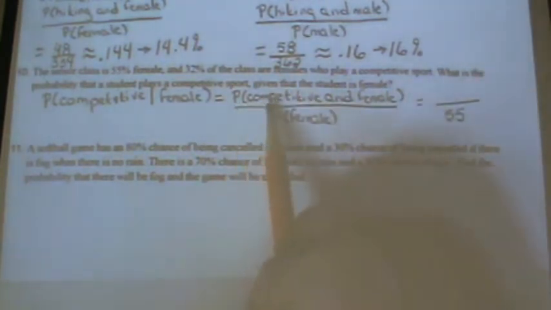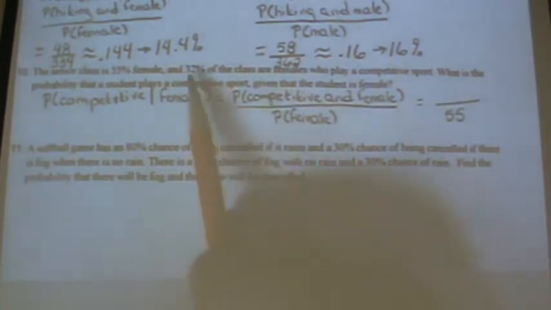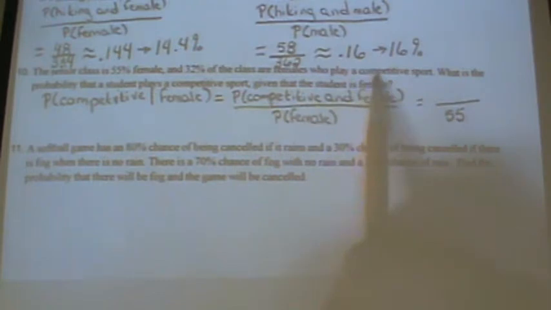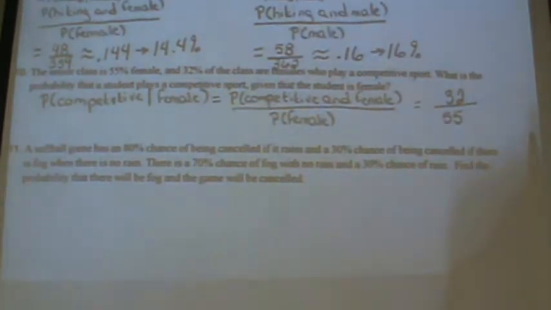And then we need to know the probability of playing a competitive sport and being female. Well, that's the 32%, because it says 32% of the class are females who play a competitive sport. So 32 is our top number. We'll divide those out, and we're going to get a decimal of 0.582, which we can write as a percentage of 58.2%.